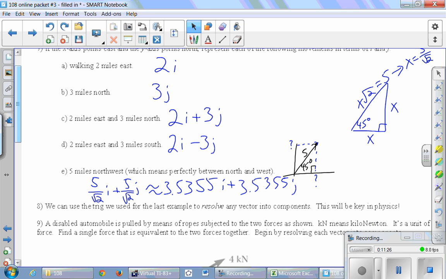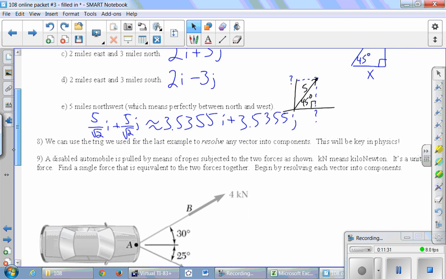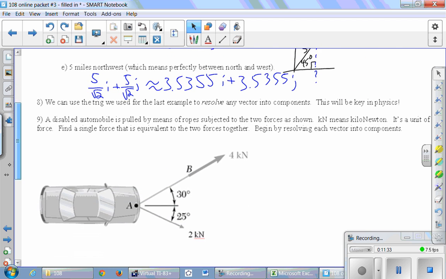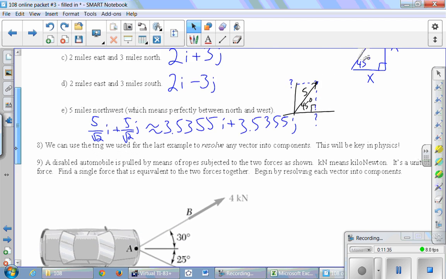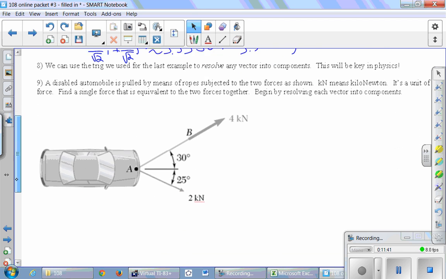Okay, we can use the trig we used for the last example to resolve any vector into components. This will be key in physics. All right, so we actually kind of short-circuited the trig in the last one just because it was a 45-degree one, but we won't be able to do that here in 9, so let's give 9 a shot.